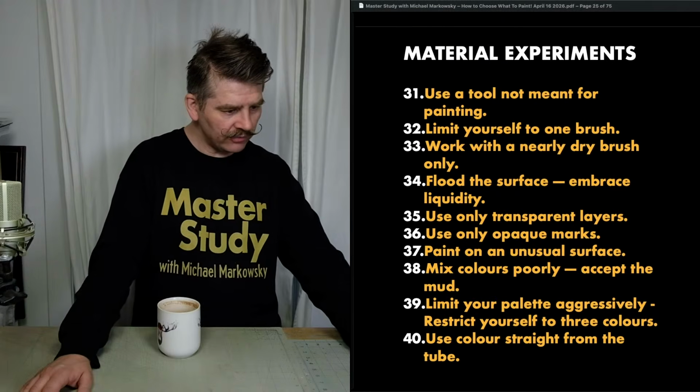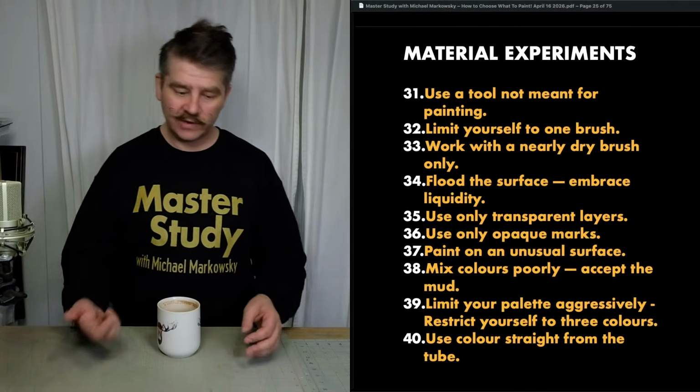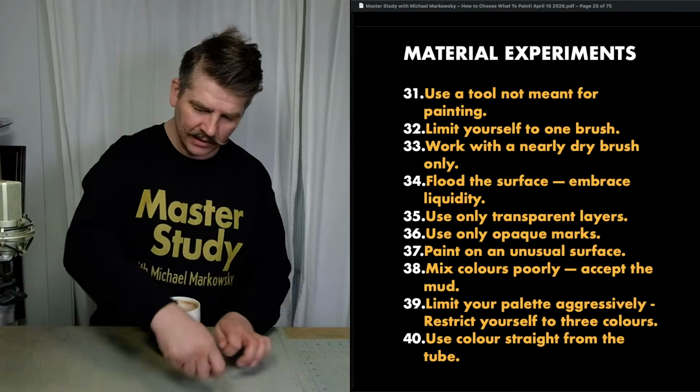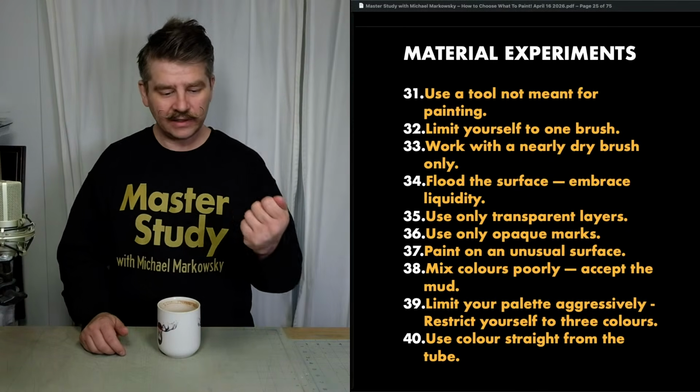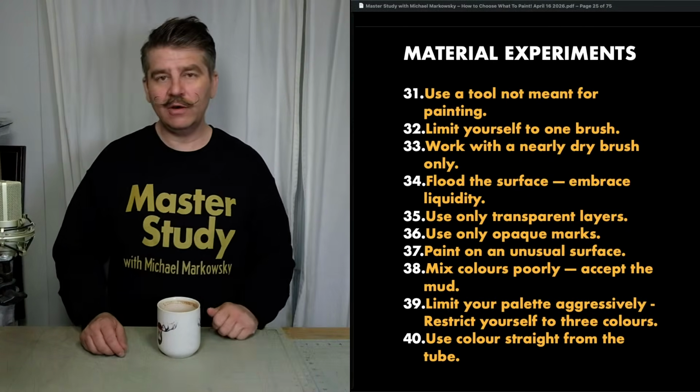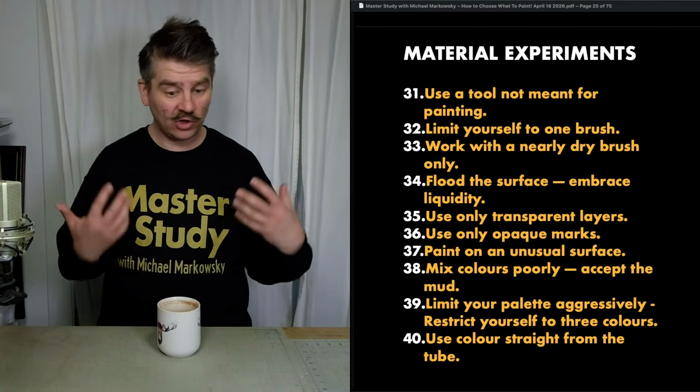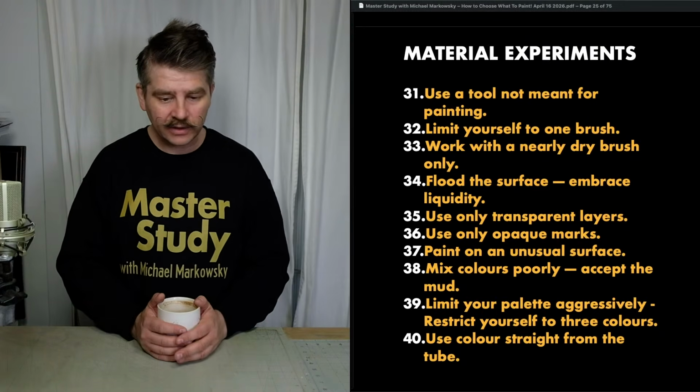Number 4 is use color straight from the tube. So instead of taking those colors, squeezing them onto a palette, and then carefully mixing them, take that tube of paint, squeeze the paint right onto the palette, and just start working from it directly.